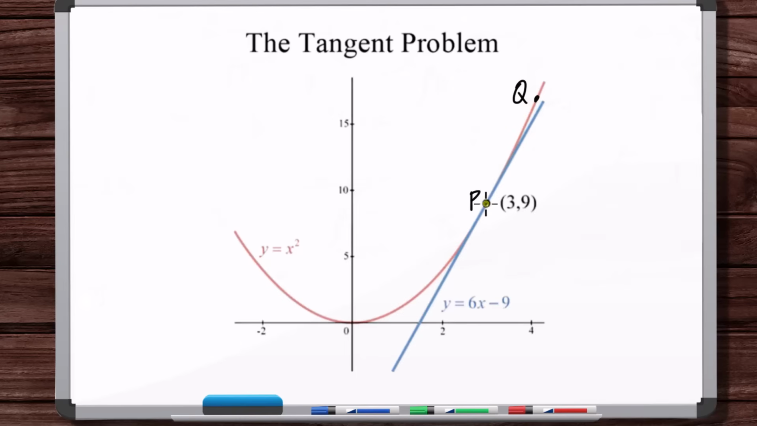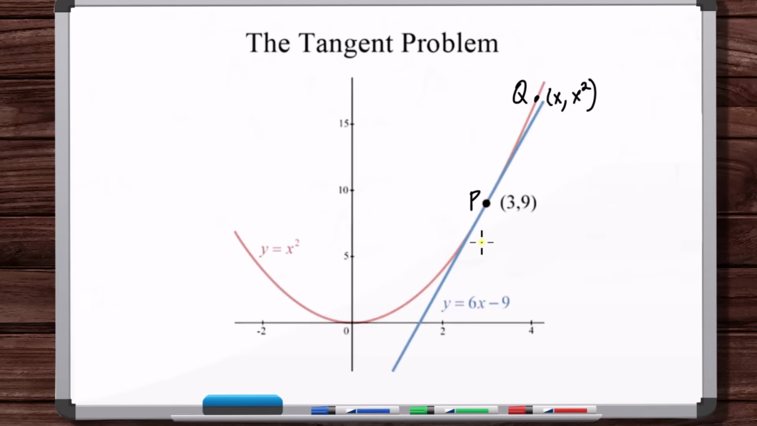But Q is at some arbitrary location on y is equal to x squared. So we'll say it's at some point with x coordinate x, and therefore the y coordinate is going to be x squared, because you just square the input. So Q is at x squared. Okay, and now from here we can think about a line that passes through both point P and point Q.